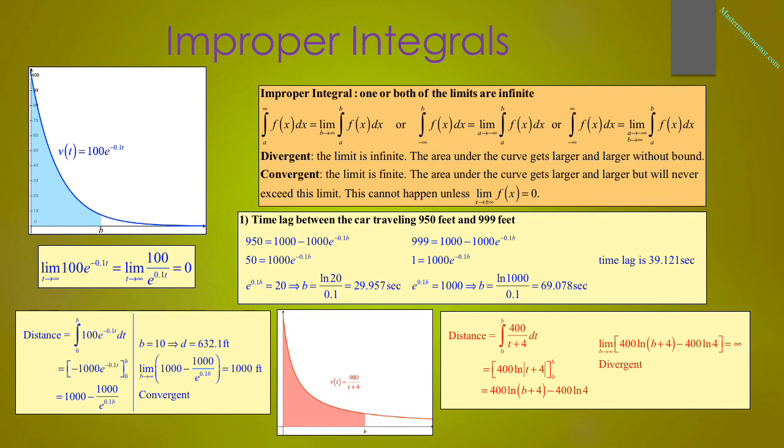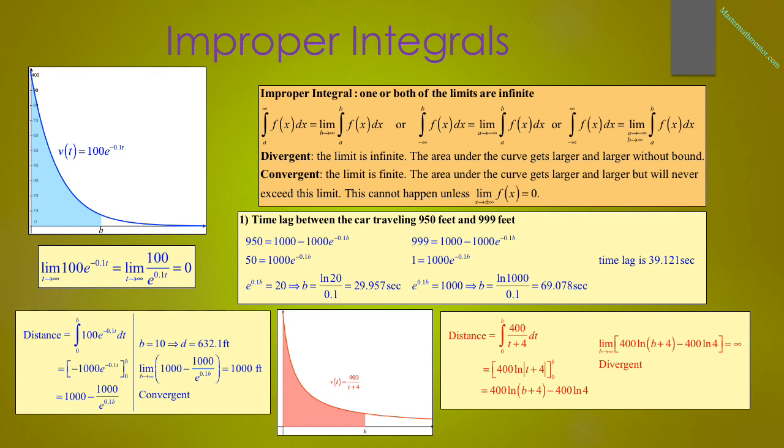Now let's change the velocity slightly. We change it to v of t equals 400 over t plus 4. As we see in the graph, it is remarkably similar in shape to the original graph, and the area under the curve is shown from 0 to b.